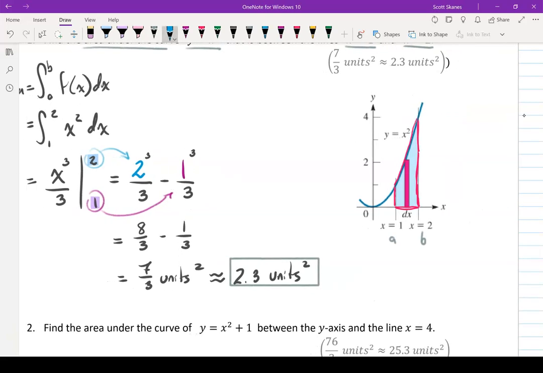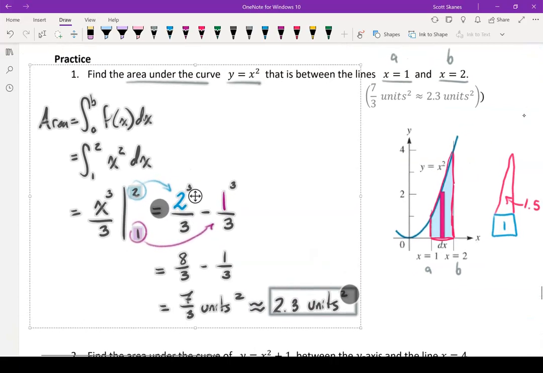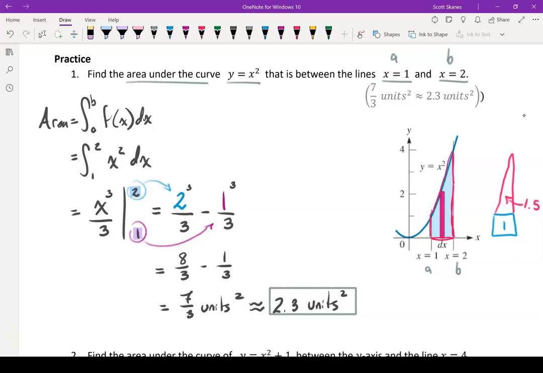In fact, if you just did the bottom box for the shape, it would be about 1 unit squared. And if you just did the peak here, the triangular part, if you did the work on that, that would be about 1.5 units squared. So it would be about 2.5 units squared, which is very close to this 2.3, but not as exact as if you use the calculus. So hopefully that makes a little bit of sense.